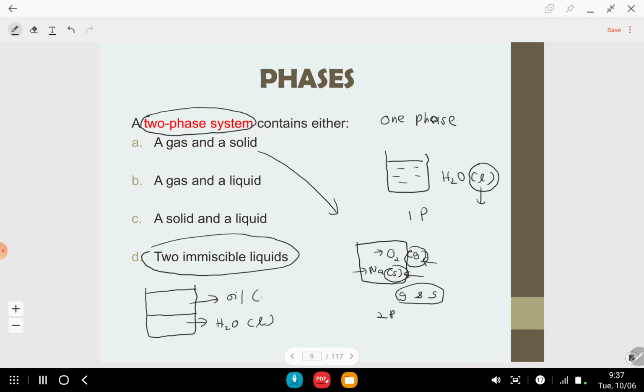Both are in liquid, but these two are considered a two-phase system. Why? Because these two are not homogeneous. It forms a layer. This layer here, we call it the phase boundary. Okay, this is the phase boundary that separates the two phases.